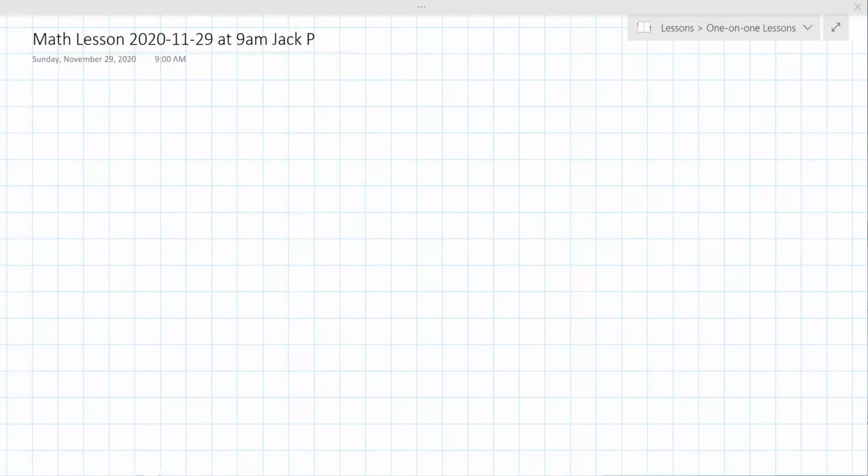I see you sent 3 pictures. Which problems do you want to start with? Looks like we've done some of this already, though. Possibly 11 through 19 odd. 11 through 19 odd. Okay.